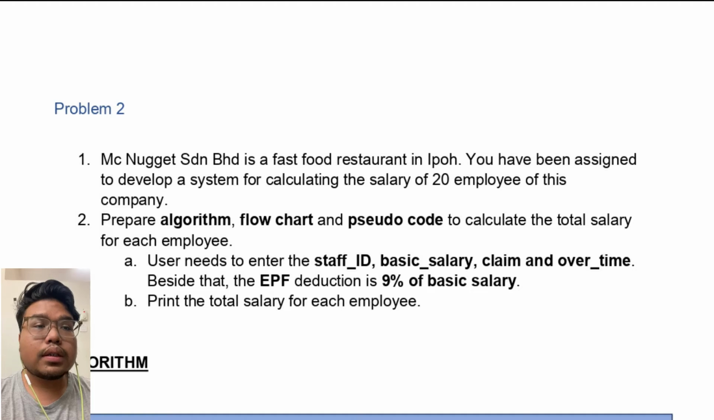So the question is: McNugget Sendirian Berhad is a fast food restaurant in Ipoh. You have been assigned to develop a system for calculating the salary of 20 employees for this company. So I have to prepare the algorithm, flowchart and pseudocode to calculate the total salary for each employee.